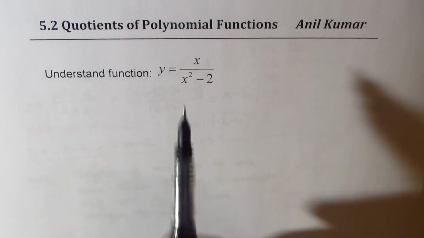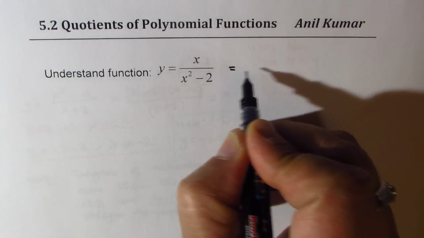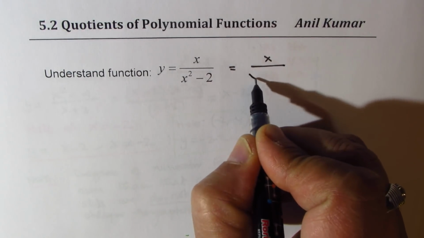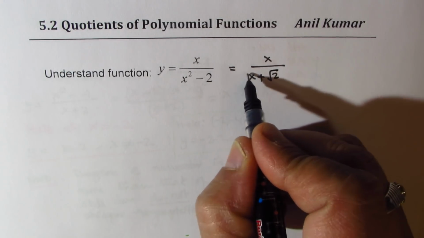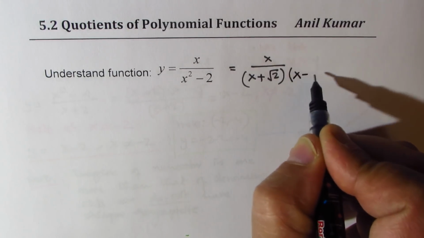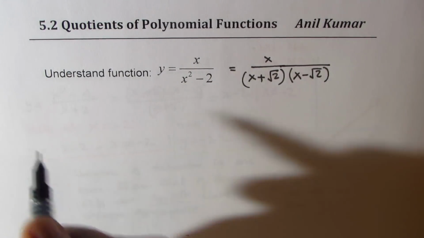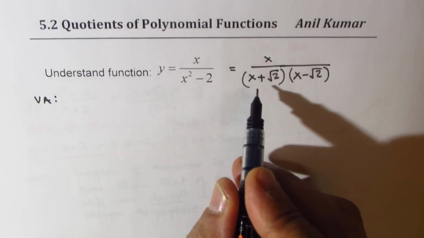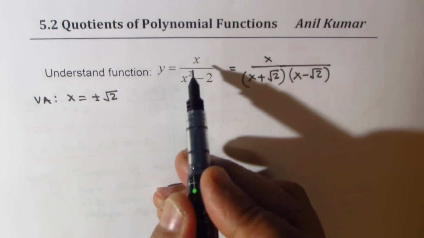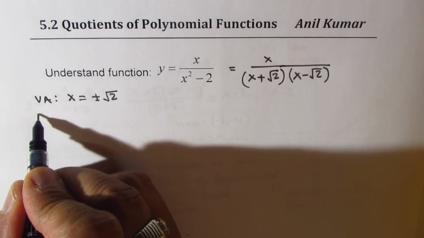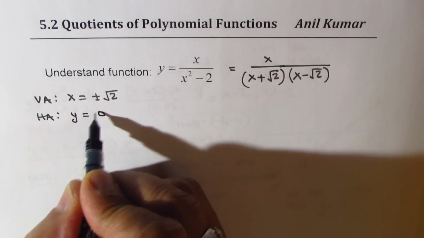Now here we have a very interesting graph. y equals x over x squared plus 2. I could always write this as x over x plus square root 2 times x minus square root 2, correct? Now that really means that we have two vertical asymptotes. So what are the vertical asymptotes? Vertical asymptotes are at x equals plus or minus square root 2, right? Now, degree of denominator is higher, so we have a horizontal asymptote, which is y equals 0, correct?